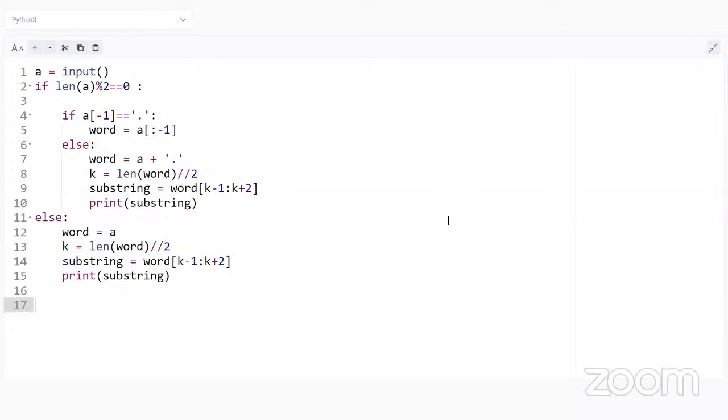I mean that if the last character is a dot, then for that case you are not printing anything, right? You should be printing for that also, no? That k equals length of word by 2, lines 8 to 10, whatever you are having, should be there for the a of minus 1 equals to dot case also, right? Are you getting what I'm saying? Yes, sir. So lines 8 to 10 should be copied for the first if case also, after line number 5.